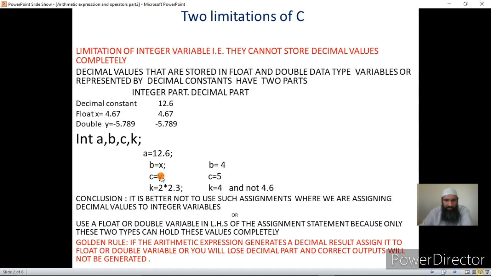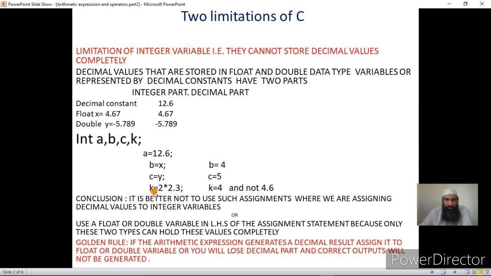So I am trying to assign the value of y into c. In fact, I am trying to read the value from y and write it in c, but c does not have the capability to hold the decimal part of this value, which is right now -5.789. It can hold the integral part, but it cannot hold the decimal part, so only -5 will be assigned to c. Again, you will not get the error. You will never know if you are not aware about it, if you are not conscious. This is something called a semantic error.